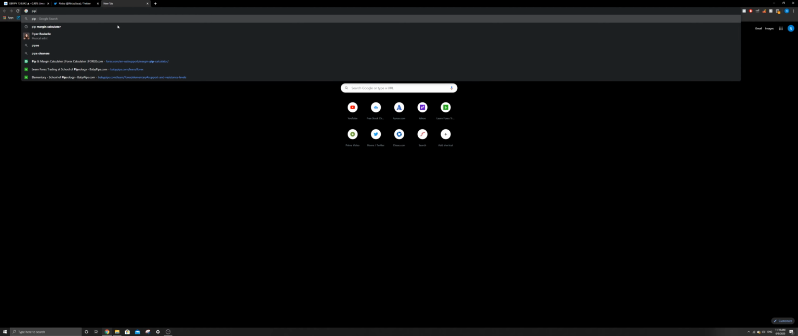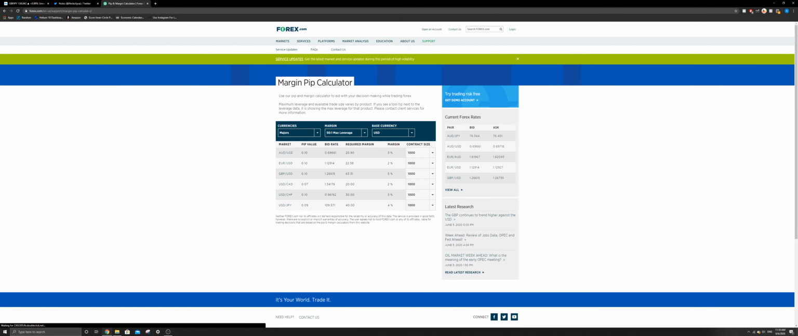I usually go on Forex.com. They have this margin pip calculator. I will put this link in the description because I've been trying to find it and I couldn't, but I'll put it in the description so you guys can get it right away. When you go on this margin pip calculator, it will tell you how much a pip value is, the bid rate, the required margin, and everything.